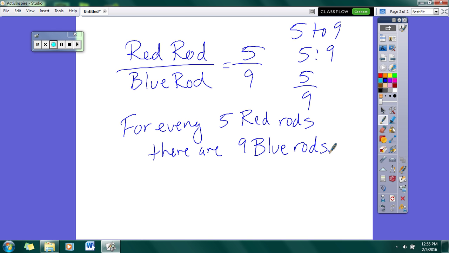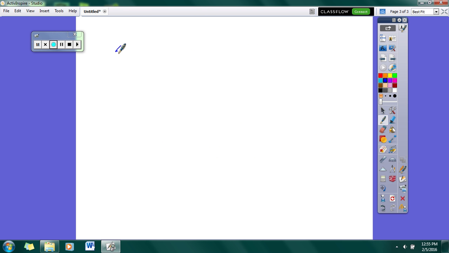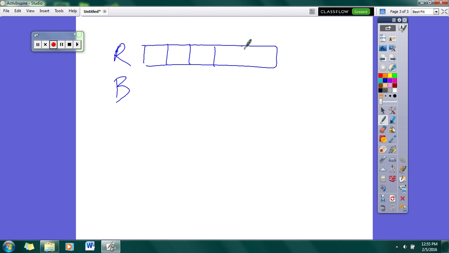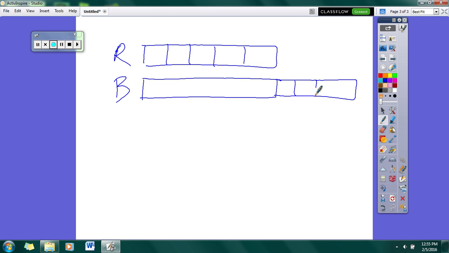And a tape diagram can be drawn for this ratio. So, if I have 5 red and 9 blue, I can write 5 boxes, and I'm going to write 9 blue boxes. It should be relatively the same size as your original 5 boxes. All the boxes should be the same because each part is worth the same.